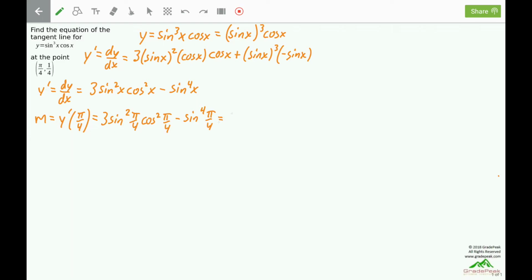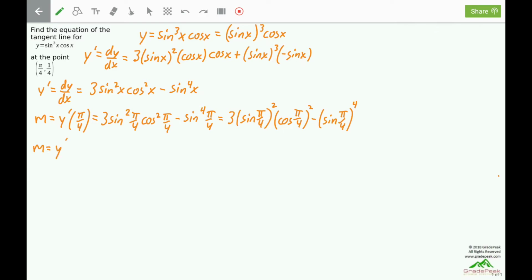But this means to work out the trig functions first and then raise to the powers. Sine squared of pi over 4 is sine of pi over 4 and then square it. Cosine squared of pi over 4 is cosine of pi over 4 and then square it. Sine to the 4th of pi over 4 is work out the sine of pi over 4 first and then raise it to the 4th power. So we can write it that way as well.